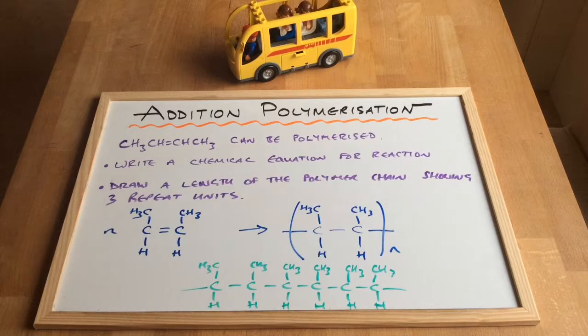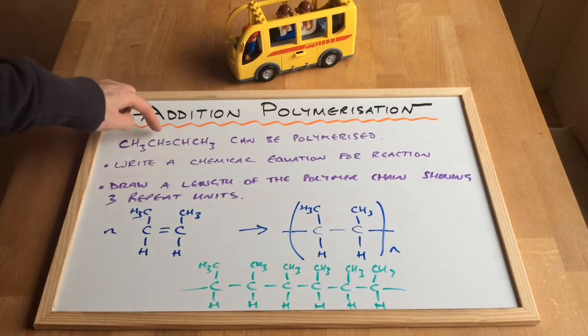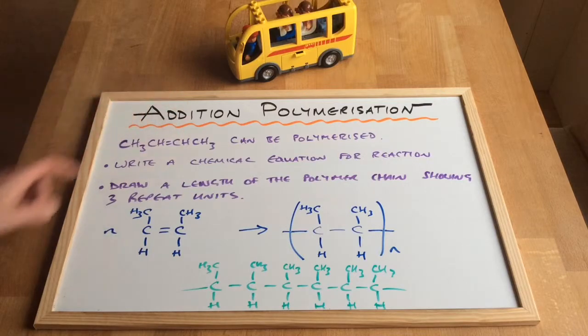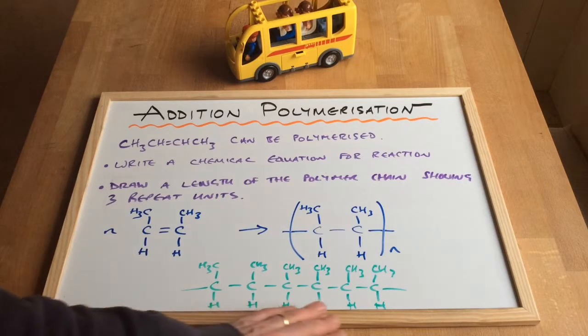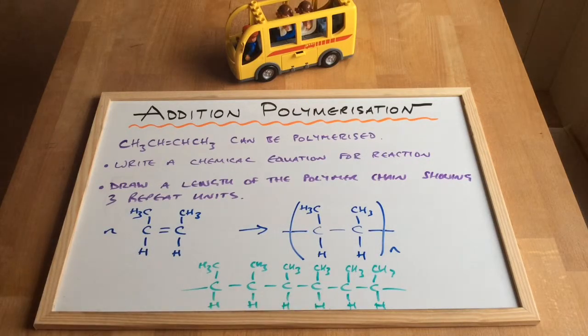You only use the bracket to represent the repeat unit. So what's this polymer called? Well, the monomer is 1, 2, 3, 4 carbons long, so that's bute. Carbon-carbon double bond between the second and third carbon, so this is butene. And so the polymer would be called polybutene as well.